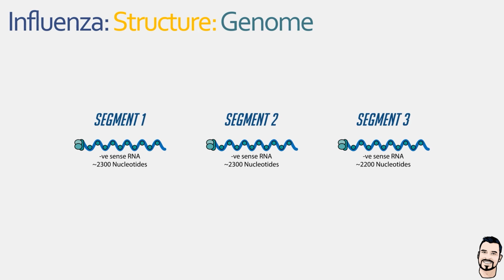Now, we spoke on the previous slide about the need to convert this negative sense RNA into positive sense messenger RNA, which is able to be processed by the host cell's transcription machinery. So using the virally encoded RNA-dependent RNA polymerase, each negative sense RNA segment undergoes transcription.